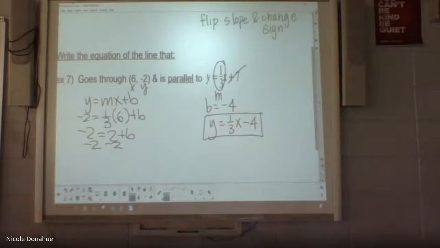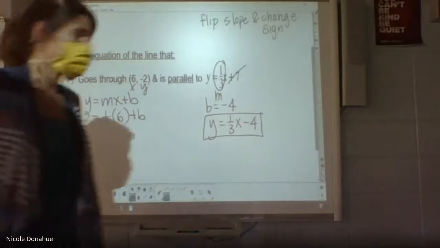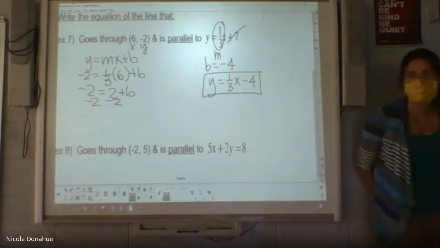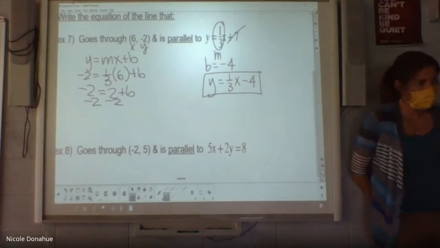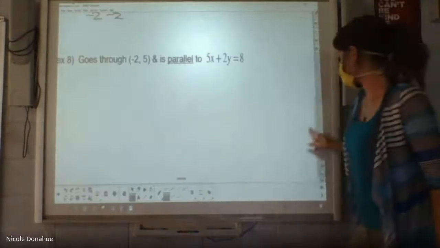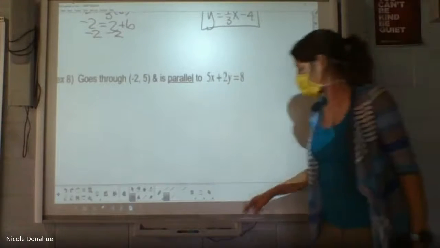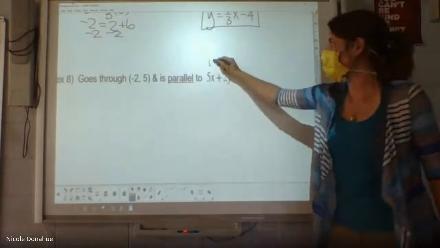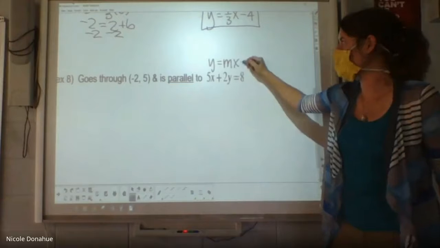So why is example 8 a little bit trickier? What makes it tougher? It's not in slope-intercept form. It's a really similar question, but before we can do this problem, I would have to get this in slope-intercept form first. So I do that first. Once I have that slope, then I can use it. So we want it to look like y = mx + b, so I can tell what the m is.